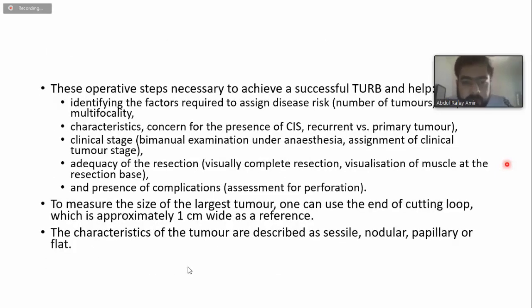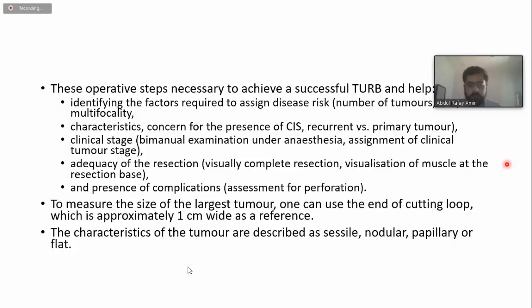These operative steps are necessary to give a successful TURBT and help identify the factors which assign the disease risk, such as tumor size, number, and multifocality. Characteristics concerning the presence of CIS, recurrent or primary tumor, clinical stage that is done by bimanual examination under anesthesia, assessment of adequacy of resection, visible complete resection, visualization of muscle at the resection base, or presence of complications such as assessment of perforation.